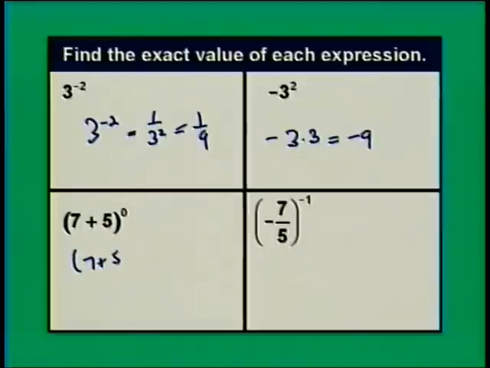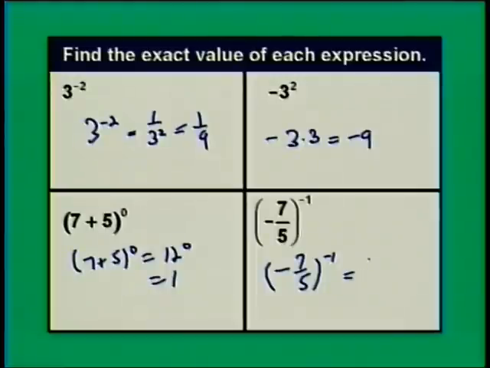7 plus 5 to the 0. That's the same as 12 to the 0, which is 1. Negative 7/5 to the negative 1. That's the same as the reciprocal of negative 7/5, which is negative 5/7.